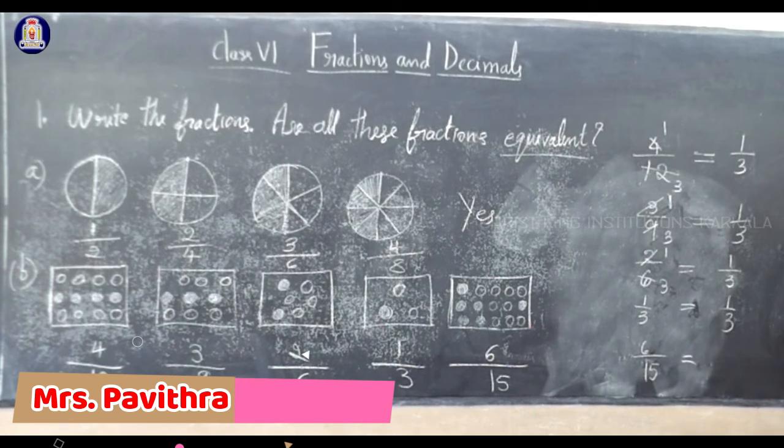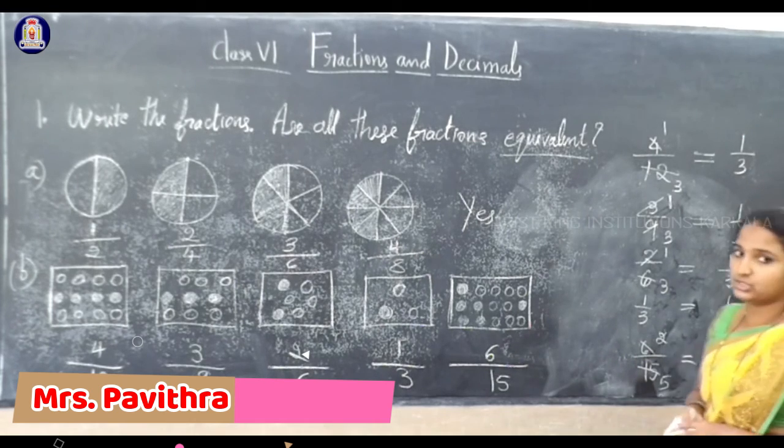6 by 15. 6 and 15. These numbers are divisible by the 3 table. So divide it. 3 twos are 6, 3 fives are 15. So what is the remaining fraction? That is 2 by 5. Are they equivalent? Are the answers the same? No. All the four of our answers are the same, but the last one is different. That is 2 by 5.